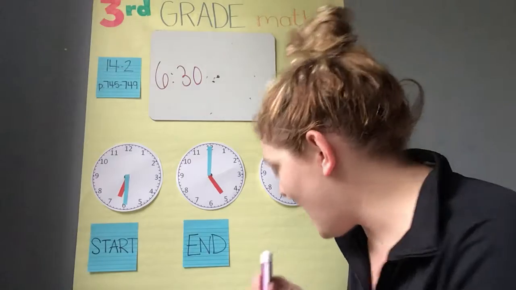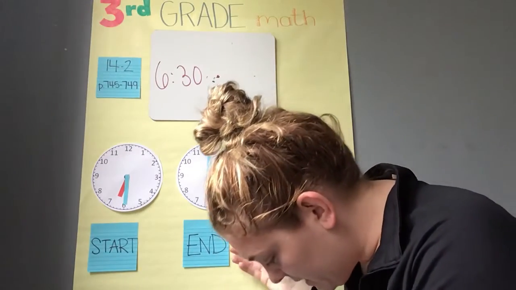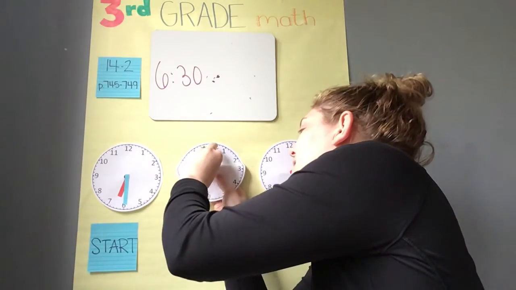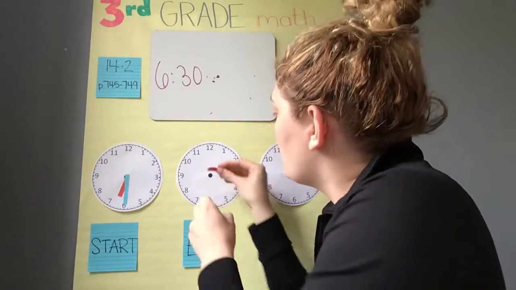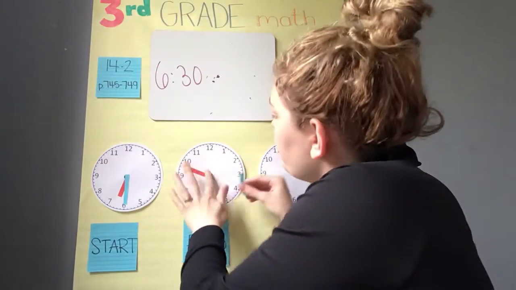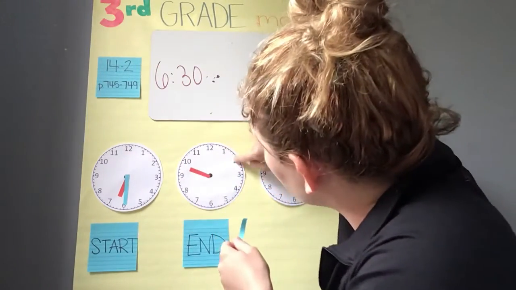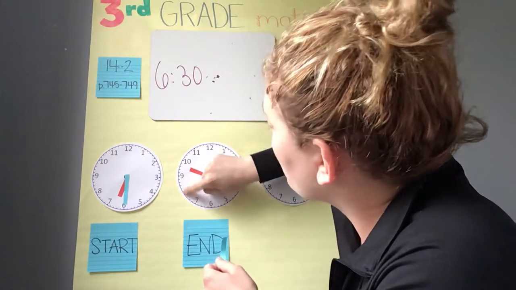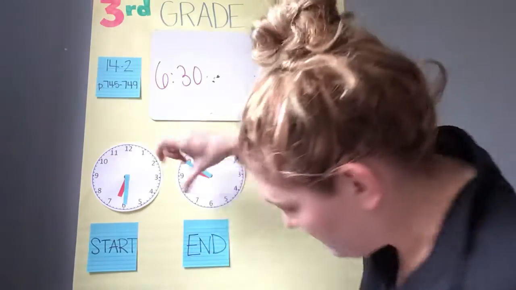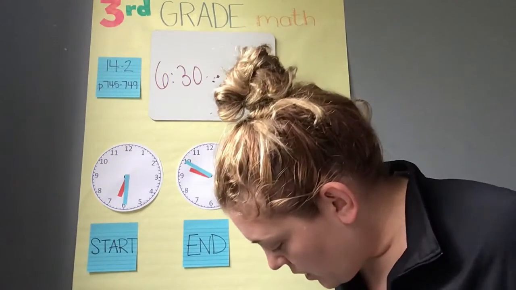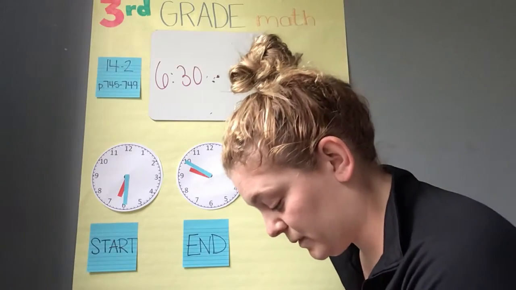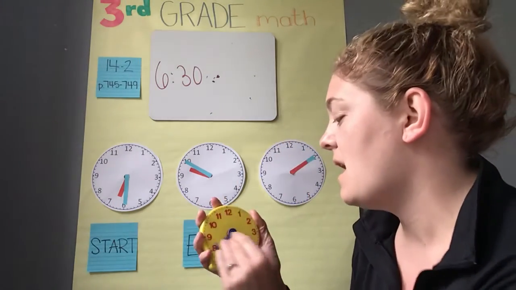Okay, and then my end time is 9:50. Ooh, that's kind of late. Okay, so it's going to be between 9 and 10. Okay, 50, 5, 10, 15, 20, 25, 30, 35, 40, 45, 50. 9:50. Okay, so what they showed you is the hour swoops and then the minute swoops, right? And I'm going to show you the hour spins and then the minute spins.